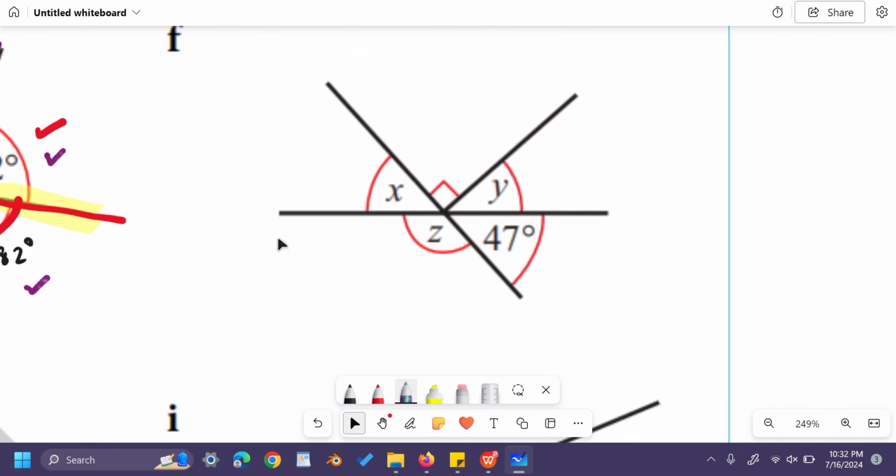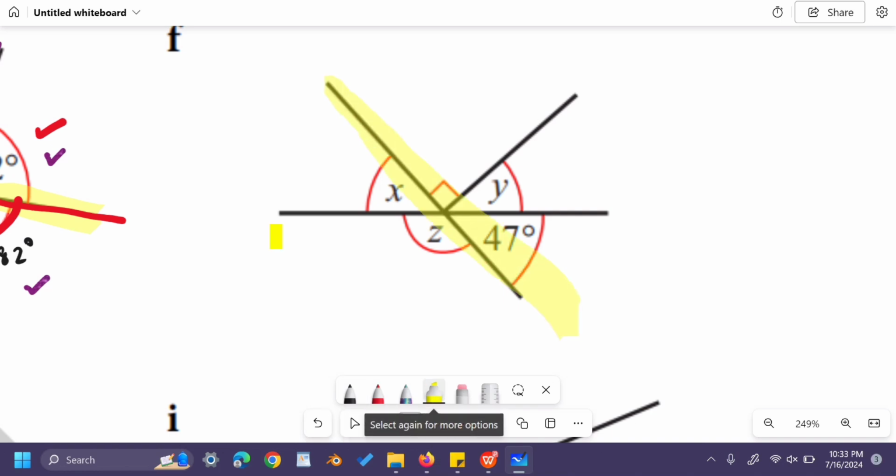Now let's move on to F part. So this is 90 degrees. This is why we don't know, and we know this one as well. So let's do first things first. I'll just make outline of this line that I'm talking about. You already know that I'm talking about this line. So we know this is 90, this is 47.